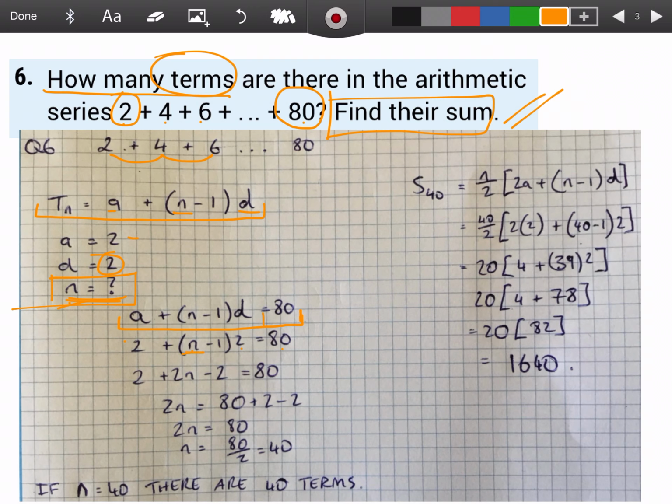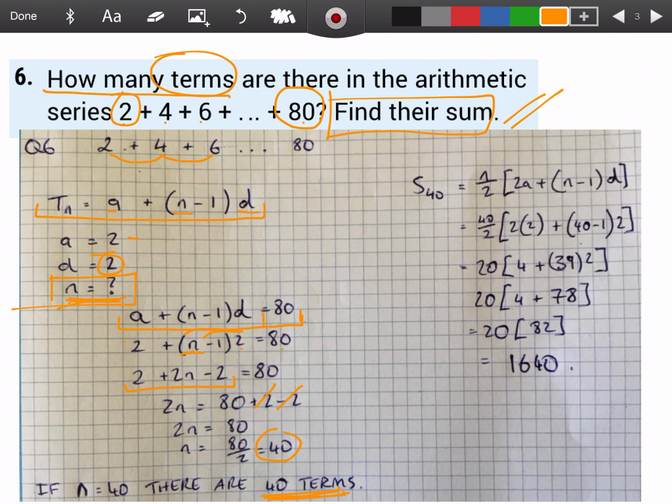So you can see I multiply out my brackets, 2 by n, 2 by minus 1, I end up with this. Bring all the numbers to the right hand side, they cancel, so I end up with 2n is equal to 80, showing me that n is equal to 40. So there are 40 terms, and that's what we're saying, okay?